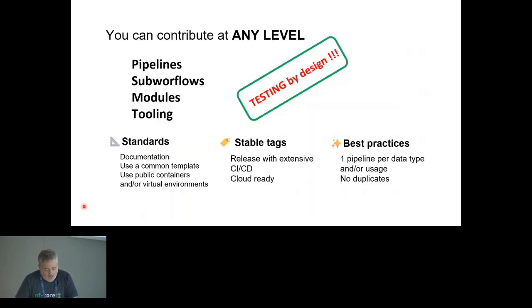So maybe you are wondering how you can contribute to NF Core, and what you can contribute. You can contribute to NF Core at any level: at the level of pipelines, or at the level of sub-workflows. Sub-workflows are just some of these modules chained one after the other to perform a typical bioinformatic task that can be shared among different pipelines.